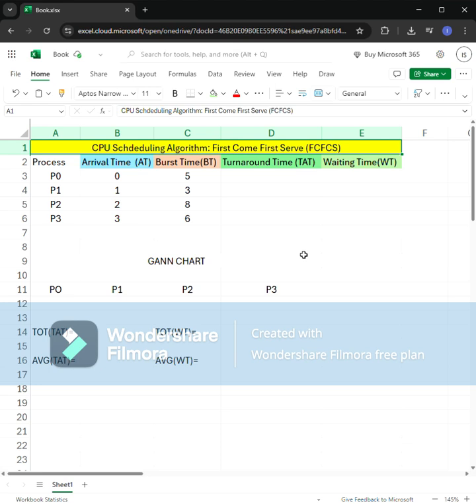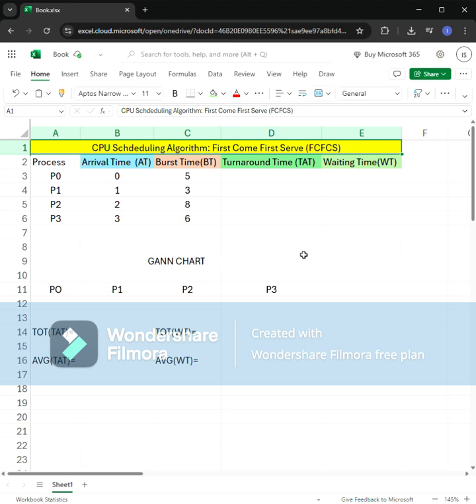First come first serve, FCFS, is a non-preemptive scheduling algorithm where the process that arrives first in the ready queue is executed first. It works much like a queue at a service counter. The first person, or process, to arrive is the first to be served.